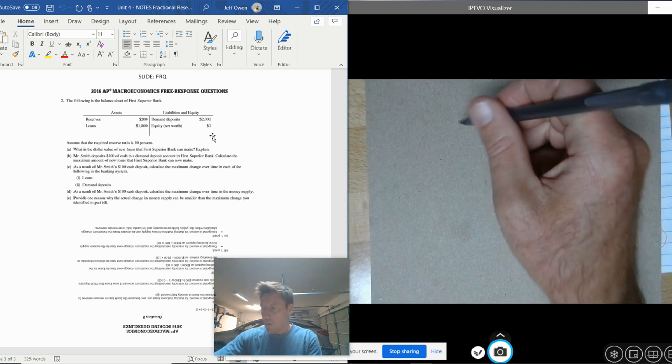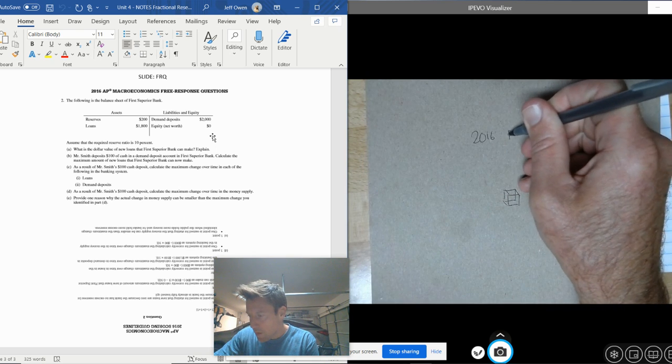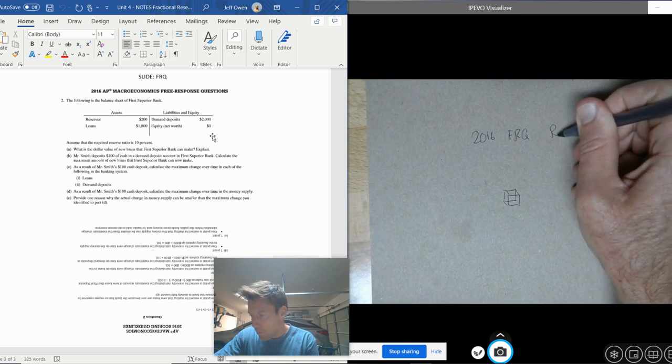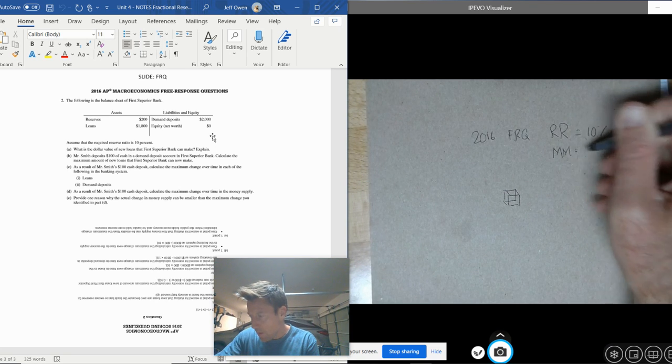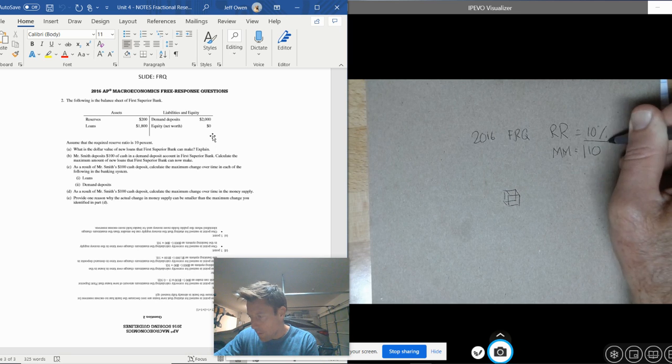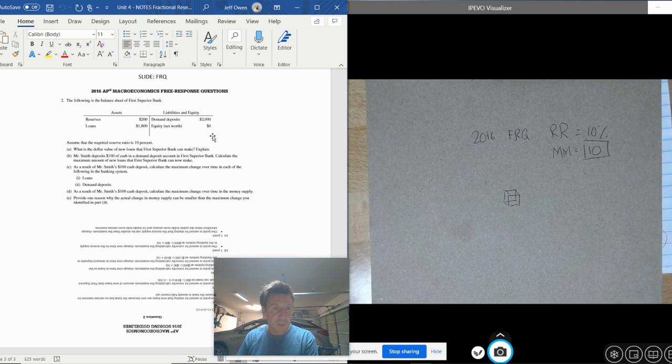So this is our 2016 FRQ with a required reserve rate of 10% and a money multiplier of 10. I'm not going to solve them out. I just did that a second ago. All right, number one.